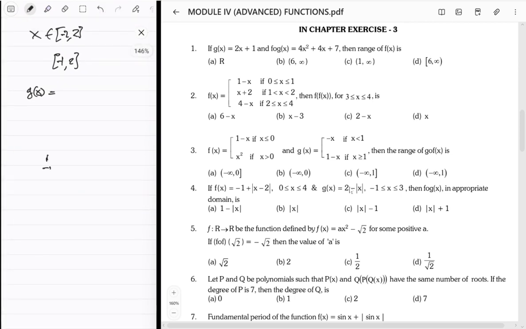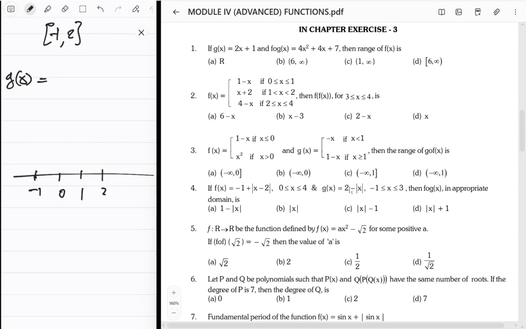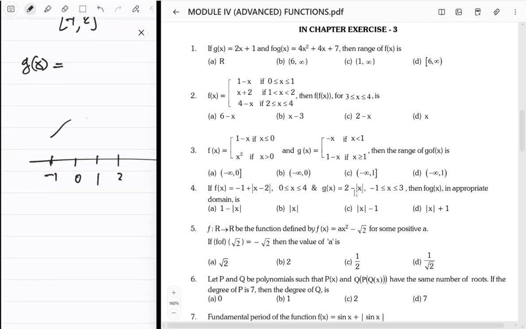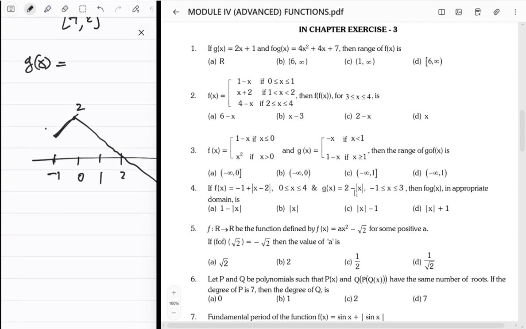Just negative 1, and then you got 2 over here. So first of all, what is g of x like? It's 2 minus mod x. Mod x is like this, negative mod x is like this, 2 minus mod x is like this. So at this point it's going to be 2, at this point it's going to be 1.